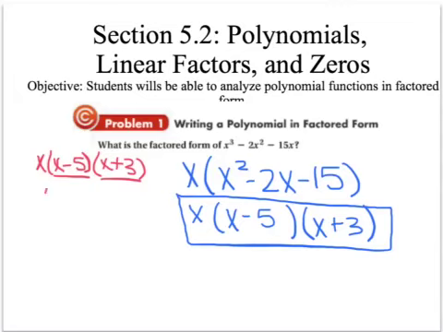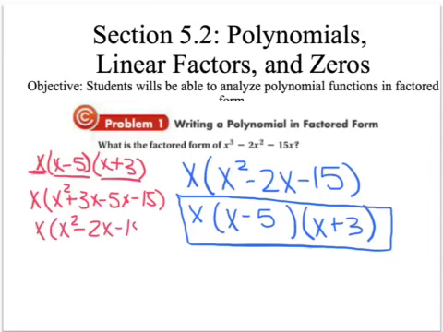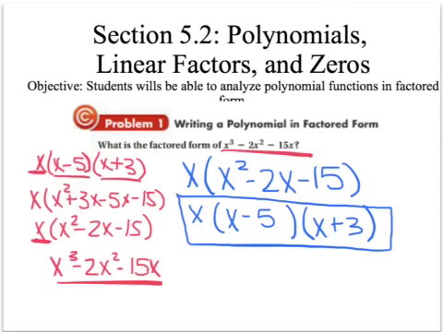So I have x. I'm not doing anything with this x yet, but I'm going to multiply x minus 5 times x plus 3, giving me x squared plus 3x minus 5x minus 15. And I can simplify that. And then I would multiply this x back in to get x cubed minus 2x squared minus 15x. Sure enough, that's where we came from.